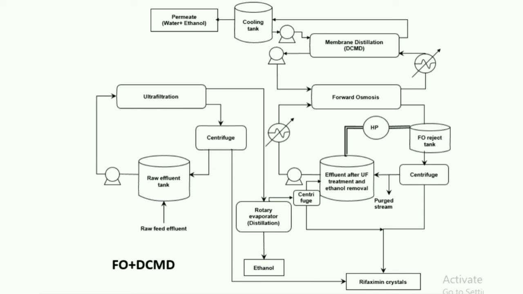Now for the hybrid FO-DCMD process, the process is almost the same till the forward osmosis process, and after that the diluted draw solution is fed into the DCMD unit, where on one side the diluted draw solution is circulated in one direction, and on the other side a cooling stream is circulated. Due to the temperature difference, the vapors from the draw solution are transferred to the cooling side, and due to the condensation the water and the ethanol permeate, and the concentrated draw solution is again fed back to the forward osmosis process.